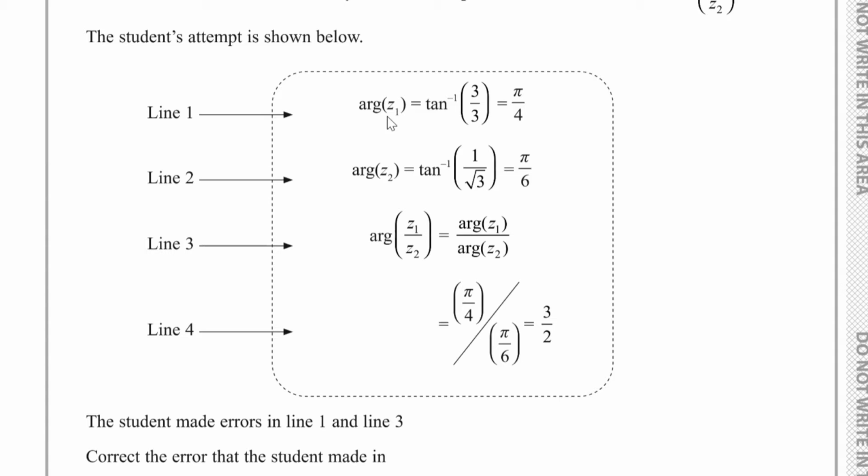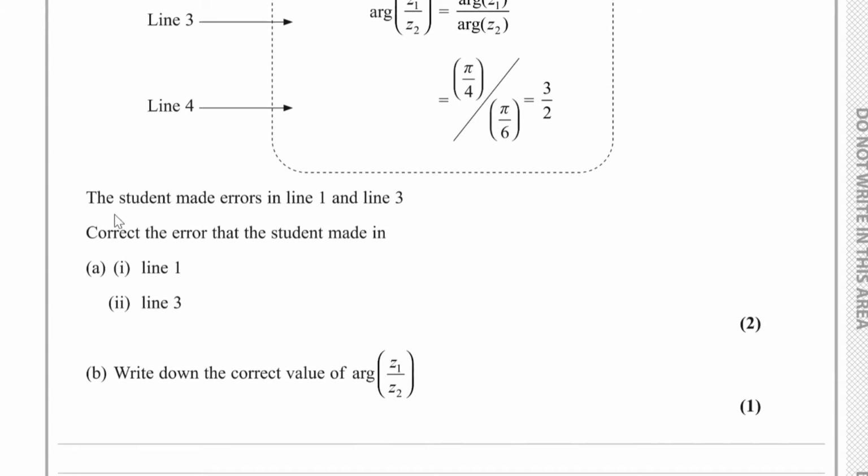For line 1, to work out the argument of z1, they did the inverse tangent of 3 over 3, which is pi over 4. For line 2, to work out the argument of z2, they did the inverse tangent of 1 over root 3, which is pi over 6. For line 3, to work out the argument of z1 over z2, they did the argument of z1 divided by the argument of z2, and for line 4, substituting in their values, they did pi over 4 divided by pi over 6, which they got as 3 over 2.